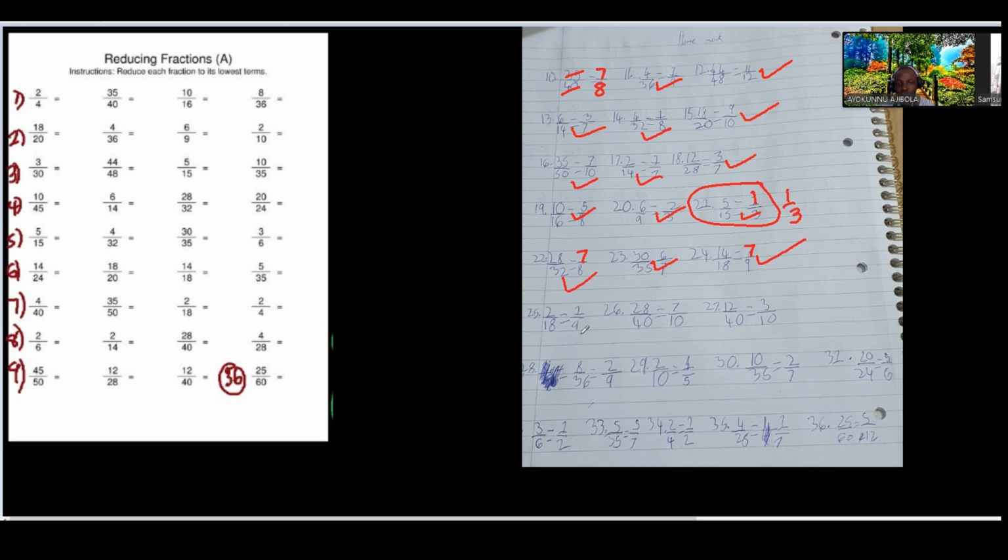And we're remaining 2 over 18, this gives us 1 over 9, right? Yeah. And 28 over 40, that is 7 over 10, because we divide by 4. Then 12 over 40, if you divide by 4, 4 in 12, that's 3, 4 in 40, that's 10. And 8 over 36. 4 in 8, that's 2. 4 in 36, that's 9.